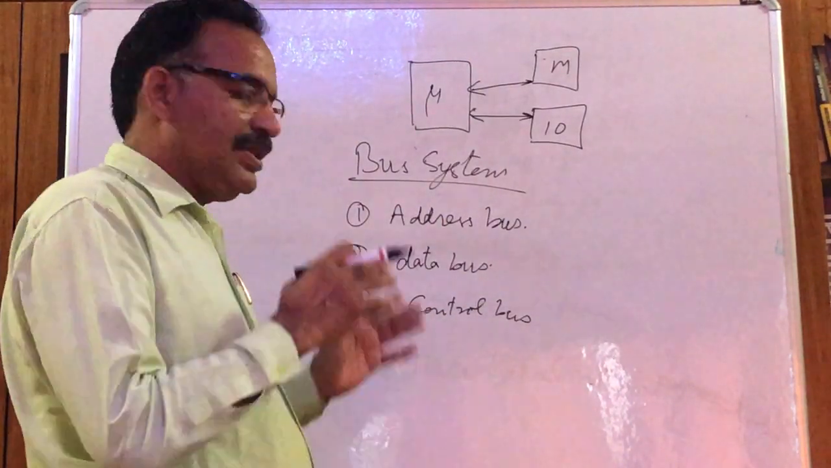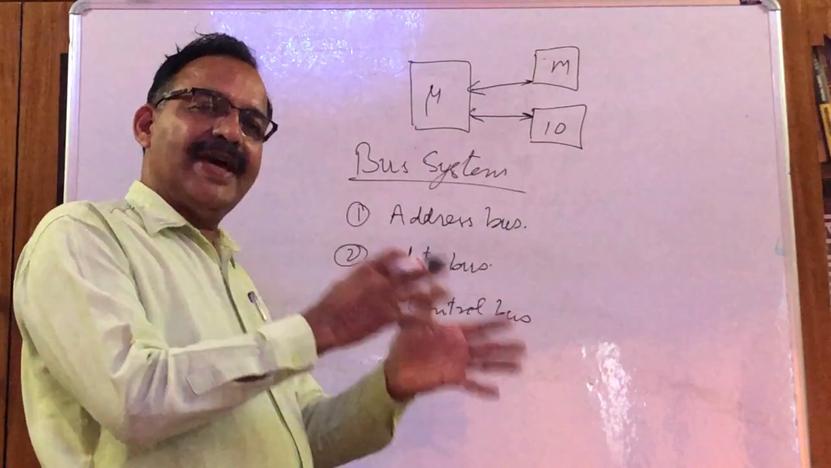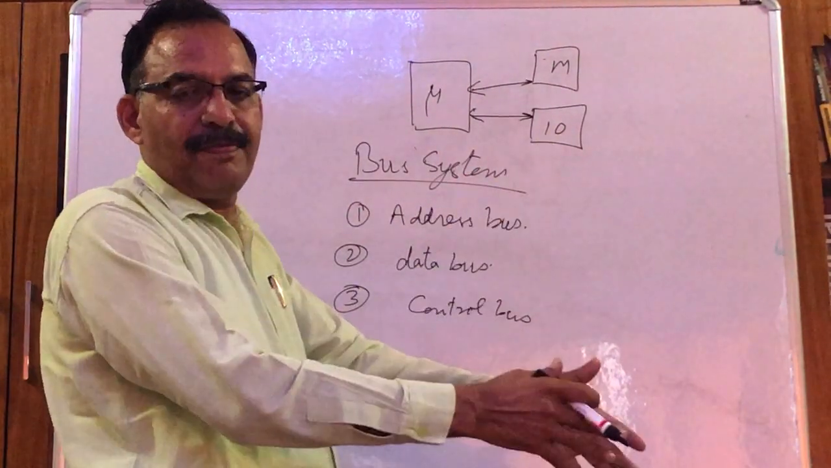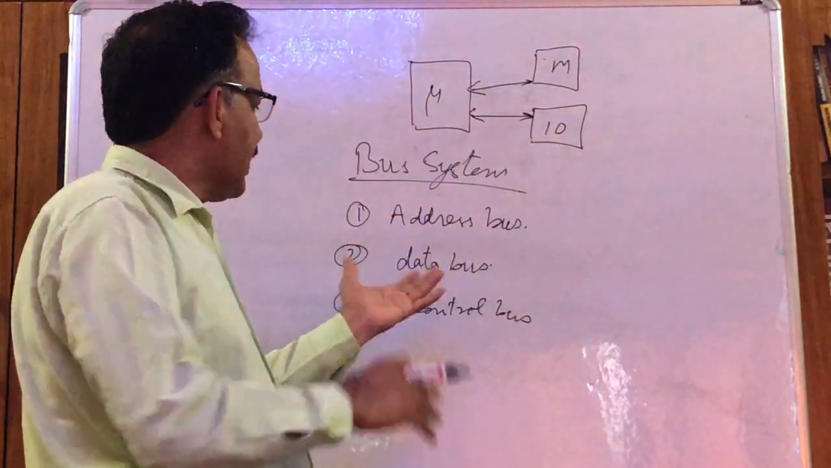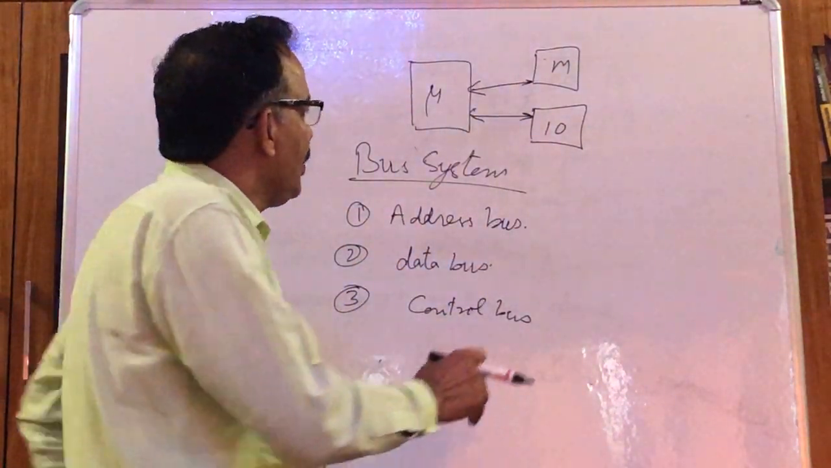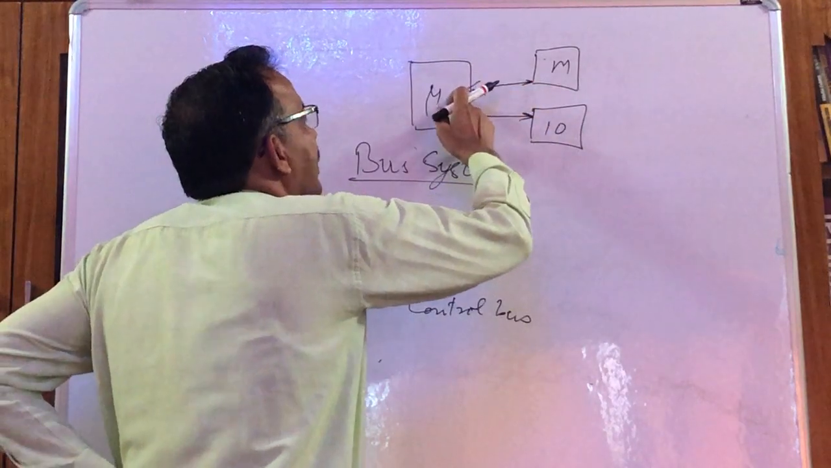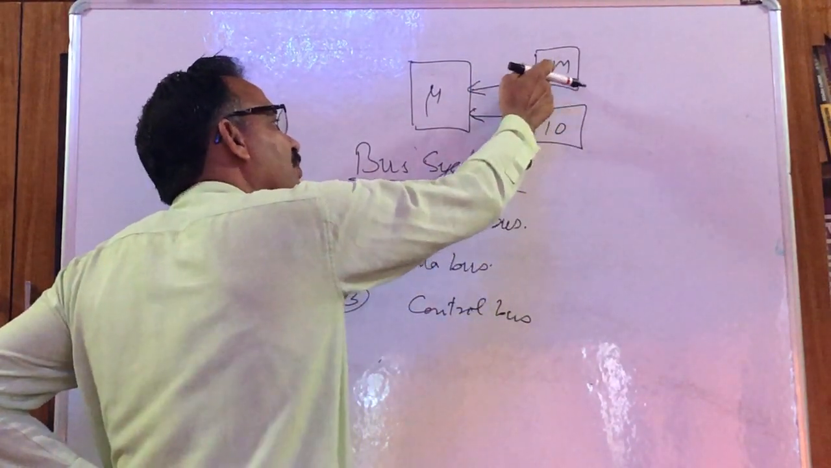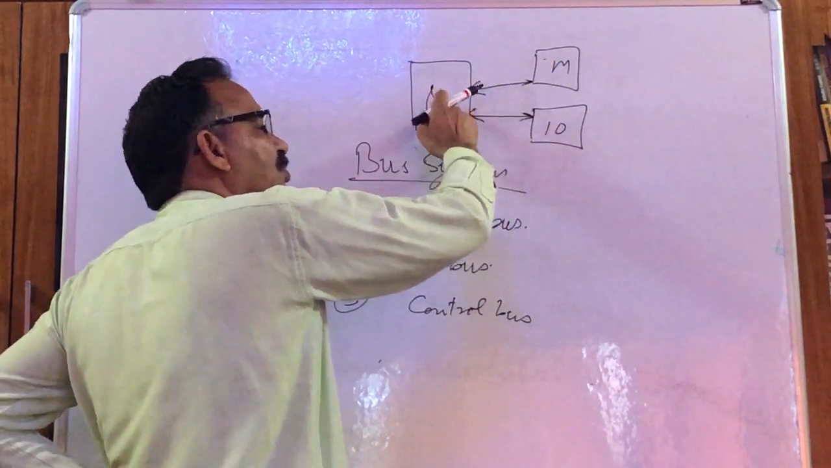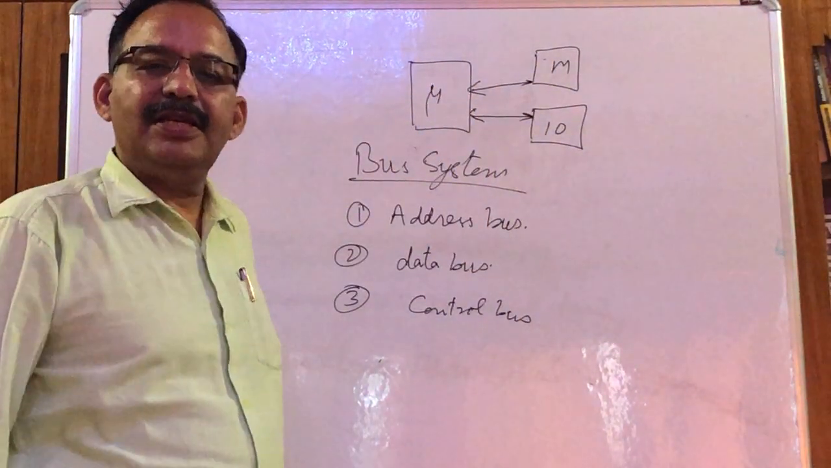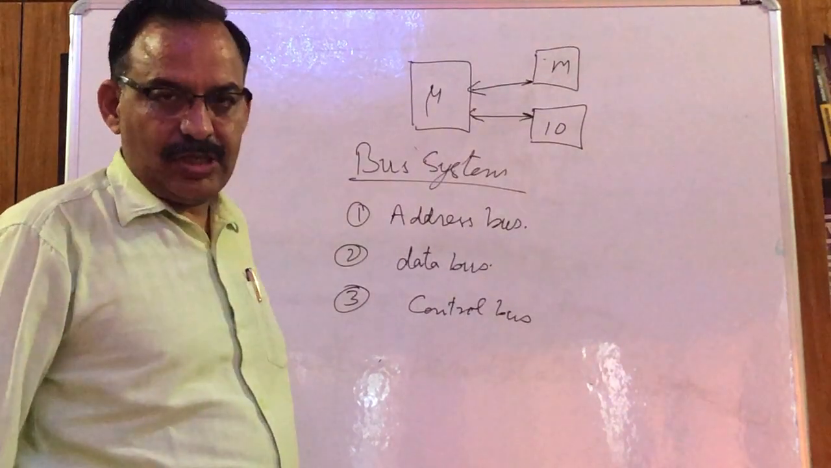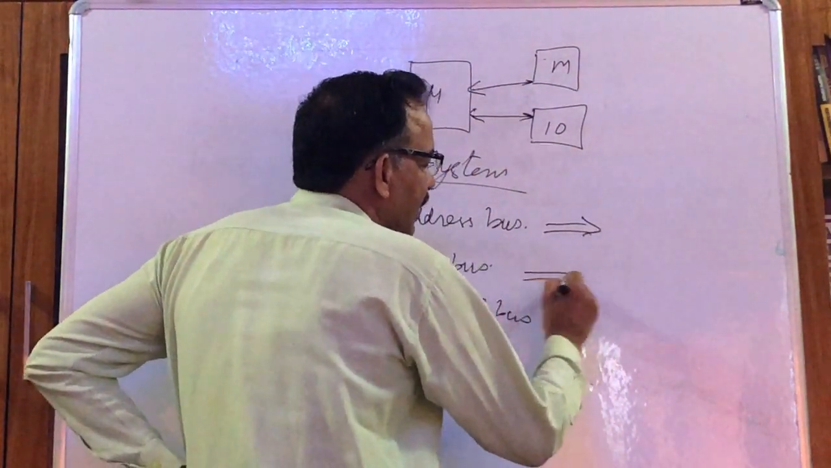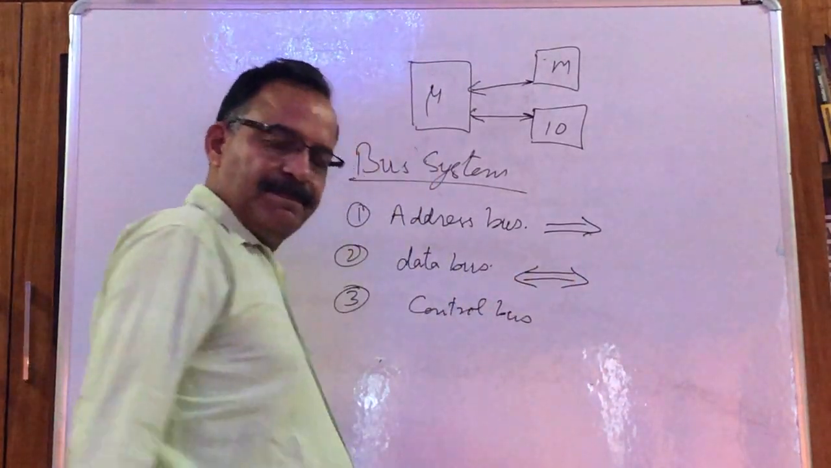Right? And these 16 lines, they are unidirectional, propagating from microprocessor 8085 to the peripherals. Second, data bus. As data can be sent to the memory or to the output port, or from memory or from the input port to the microprocessor, hence these lines are bidirectional. So you can say address lines are unidirectional. Data lines are bidirectional.